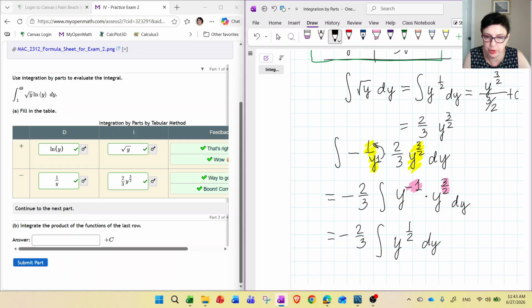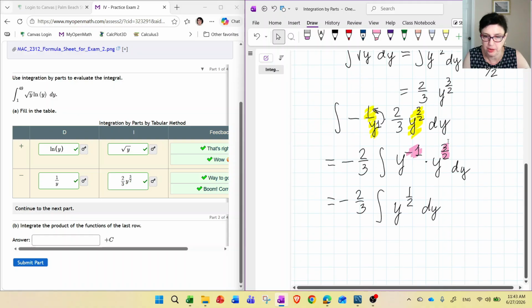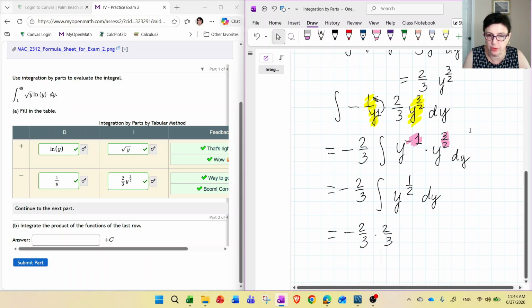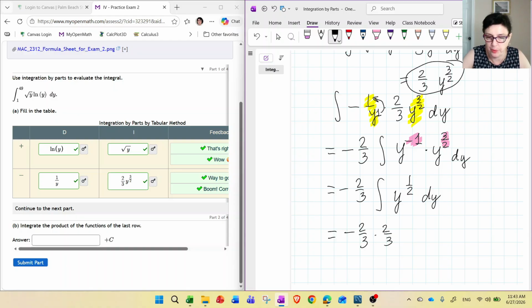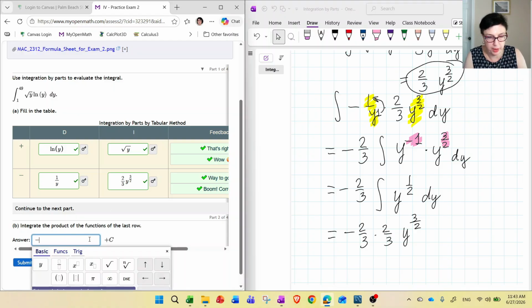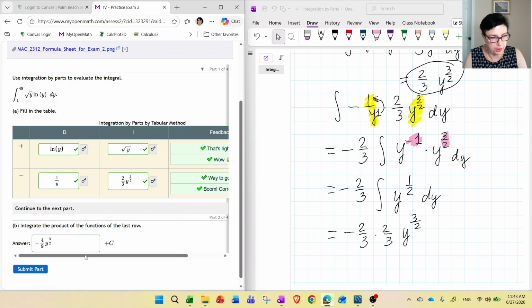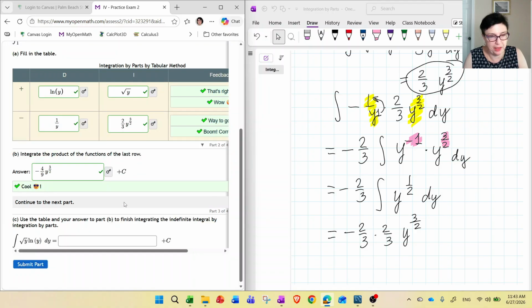But we already know how to integrate that because we did that in here. So we're going to have another 2/3 because we just integrated that over here. This is what we got. And then we have y to the power 3/2. Here I just integrated what's called the box, and I got -4/9 y to the power 3/2. So I'm basically done.